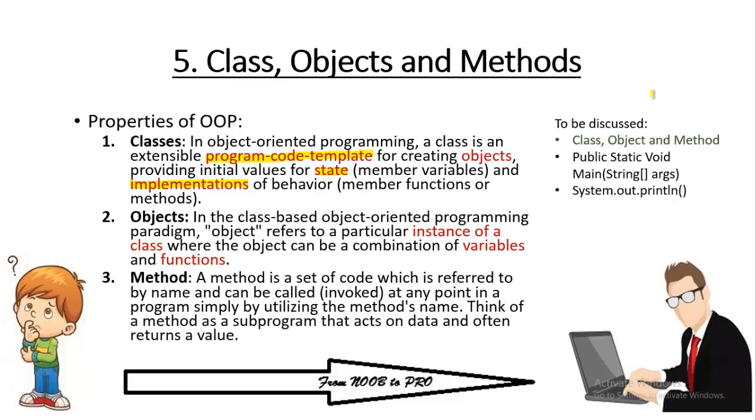Coming to method, well, we have already understood in detail what a method is when we made our fruit milkshake, right? So let us just go through the definition once. A method is a set of code which is referred to by name and can be called at any point in a program simply by utilizing the method's name. Think of a method as a subprogram that acts on data and often returns a value.